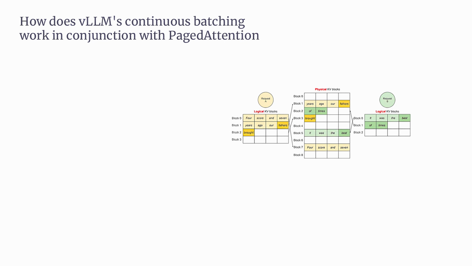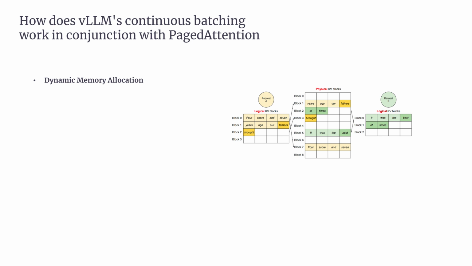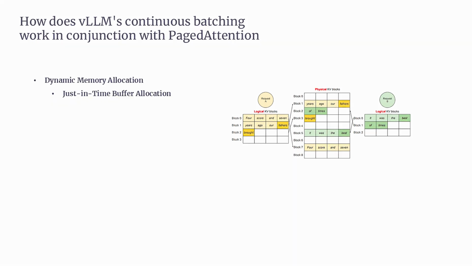The first, dynamic memory allocation. 1. Just-in-time buffer allocation. With PagedAttention, memory for key value caches is allocated dynamically, as needed. Instead of allocating a large memory buffer up front, vLLM allocates memory on the fly, based on the actual requirements of the sequence being processed. This flexibility ensures that memory is only allocated when it's necessary, adapting to varying sequence sizes and avoiding waste.